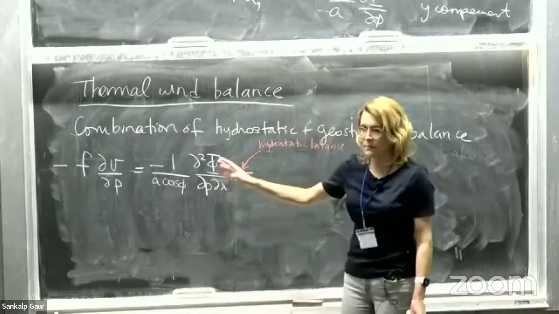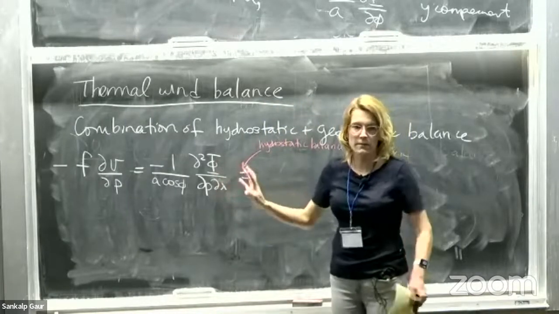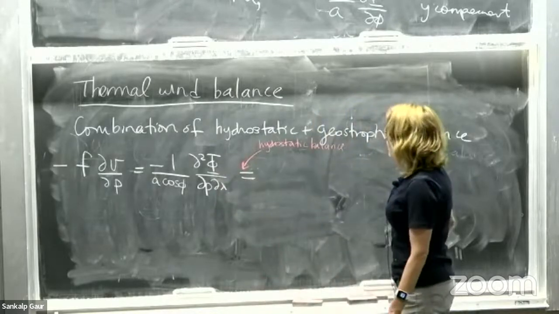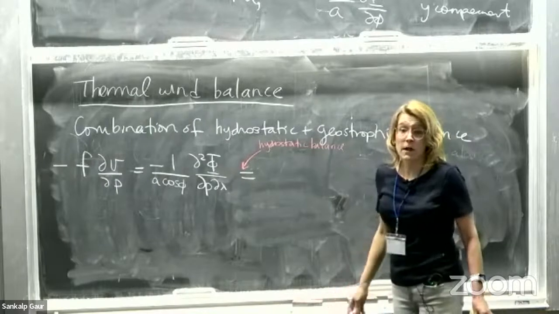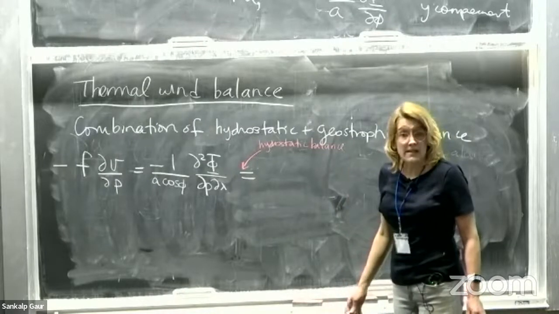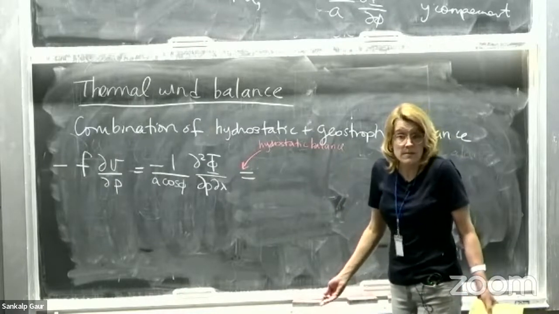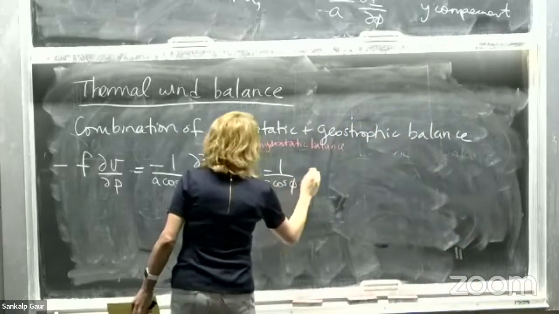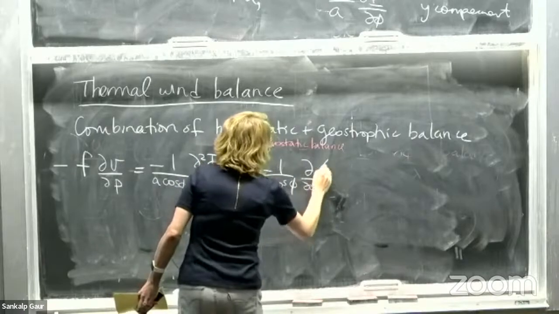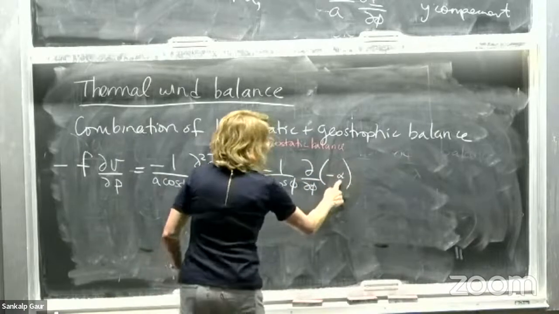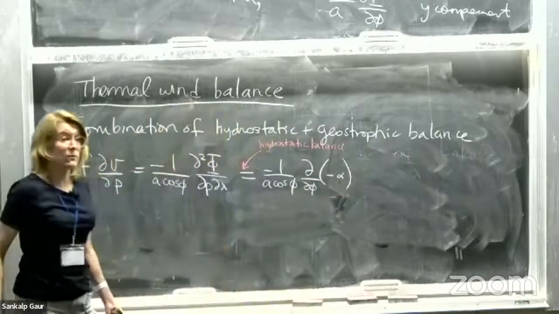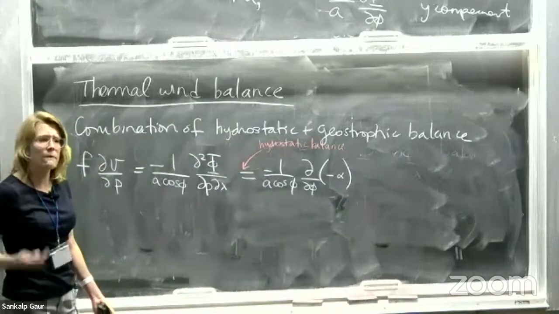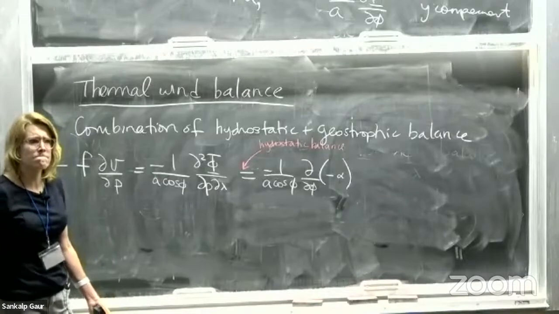I'm not a mathematician, so I'm happy to swap my derivatives. I assume everything is well posed and smooth and nothing can go wrong. So I swap the order of the derivatives. I know what d capital phi/dp is. That's hydrostatic balance. So I have 1/(a cos phi) d/d phi of minus alpha, where d capital phi/dp equals minus alpha from hydrostatic balance. Alpha is 1/rho, the density.